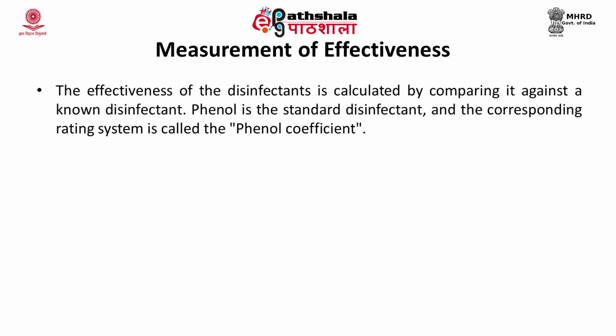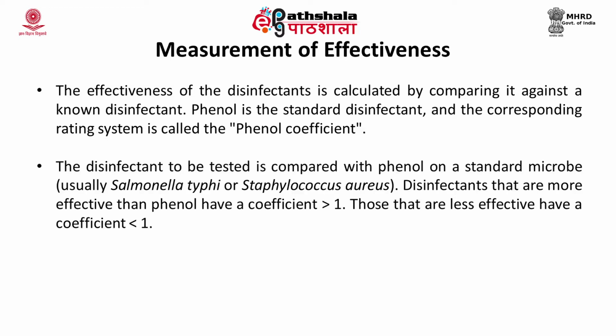The effectiveness of the disinfectants is calculated by comparing it against a known disinfectant. Phenol is the standard disinfectant, and the corresponding rating system is called the phenol coefficient. The disinfectant to be tested is compared with phenol on a standard microorganism, usually Salmonella typhi or Staphylococcus aureus. Disinfectants that are more effective than phenol have a coefficient greater than 1, and the disinfectants which are less efficient than phenol have a coefficient less than 1.